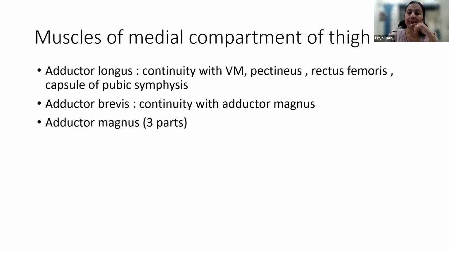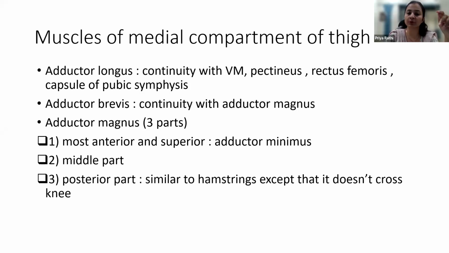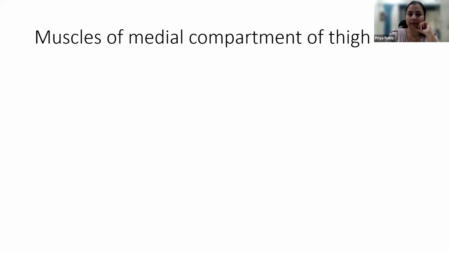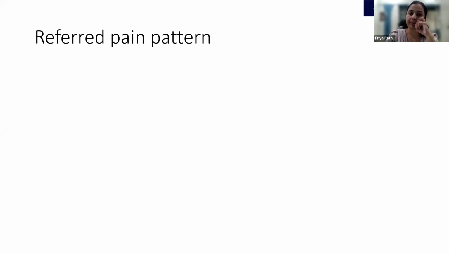Adductor magnus. Adductor magnus has three important parts. One is most anterior part, which is also known as adductor minimus. Then there is middle part and posterior part. Posterior part is similar to hamstrings, just that it does not cross the knee. Now, pectineus, as I talked, is composite muscle, and gracilis, it crosses two joints.